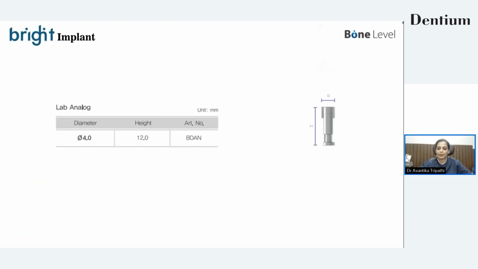This is the lab analog. Again, the inventory is reduced here. The manual or analog method and the digital method, both can be performed by using the same analog. This can be used for both the manual as well as the digital method.